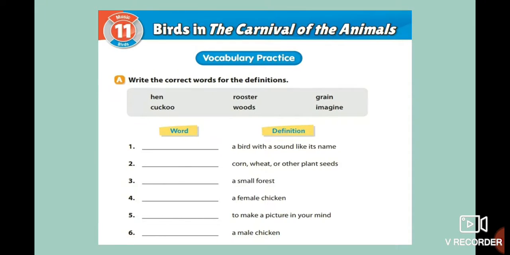Now we check some vocabulary. For example, cuckoo. This is a bird with a sound like its name. Remember that the sound this bird makes is cuckoo, cuckoo. Then we have corn or other plant seeds, that in this case is grain. Small forest, woods. This is a synonym of this place. Female chicken, this is a hen. To make a picture in your mind, this one is imagine. Then we have a male chicken, this is a rooster. This is the vocabulary that we learned in this unit.